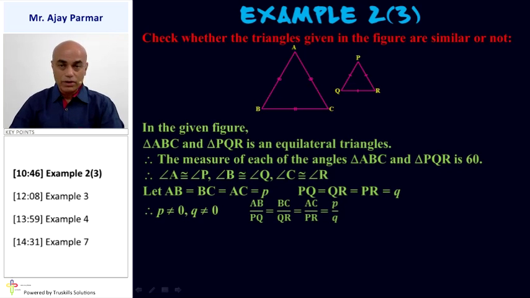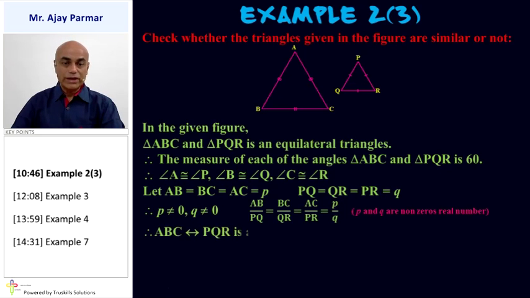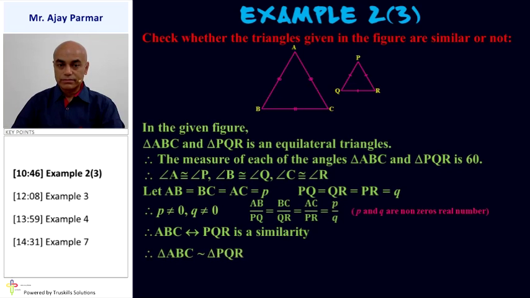All the three angles are congruent and the three sides are in proportion. Therefore, we can say that ABC corresponds to PQR is a similarity. So, the triangles would be similar triangles.